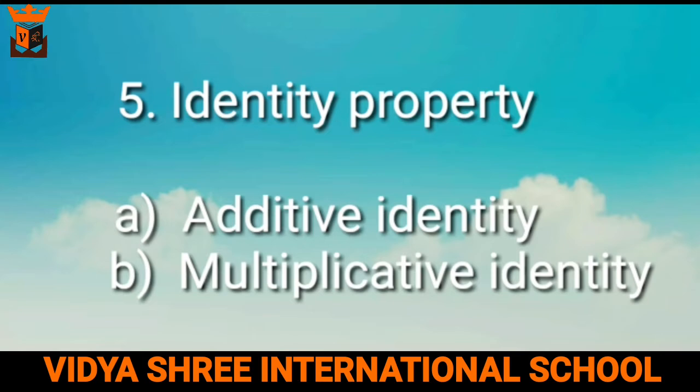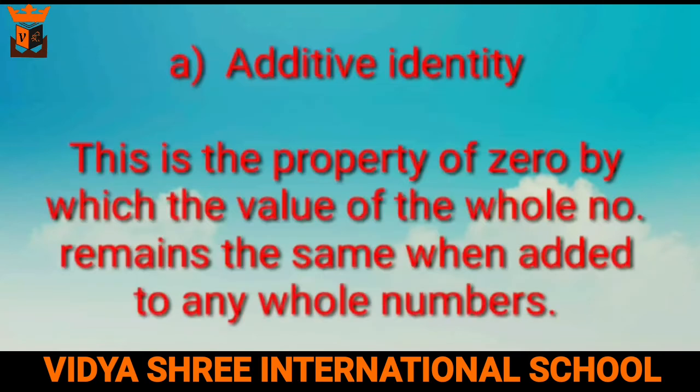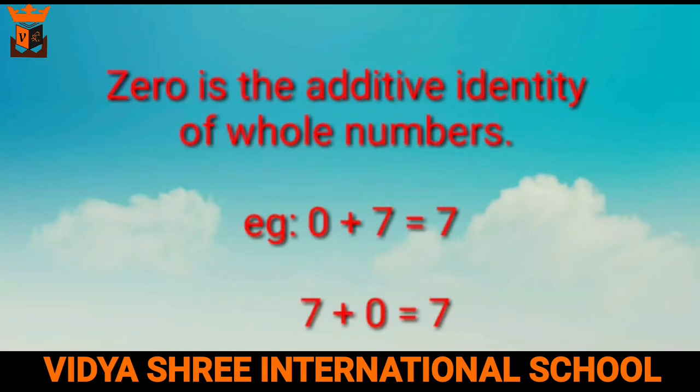Fifth property is the identity property. Under this we have additive identity and multiplicative identity. Let us discuss additive identity first of all. This is the property of 0 by which the value of the whole number remains the same when added to any whole number. 0 is the additive identity of whole numbers. For example, 0 plus 7 is equal to 7 and 7 plus 0 is equal to 7. So here 0 is the additive identity for the number 7.